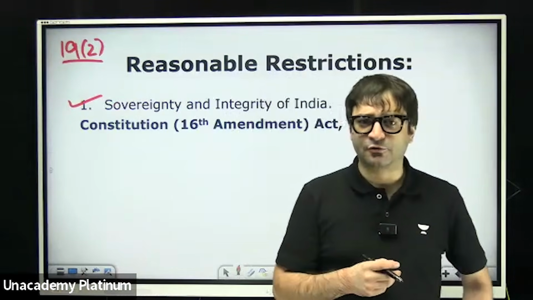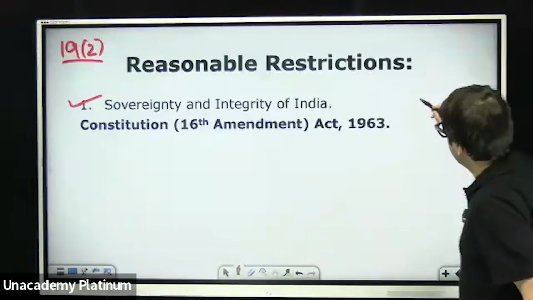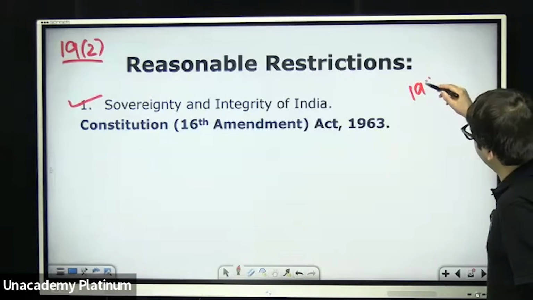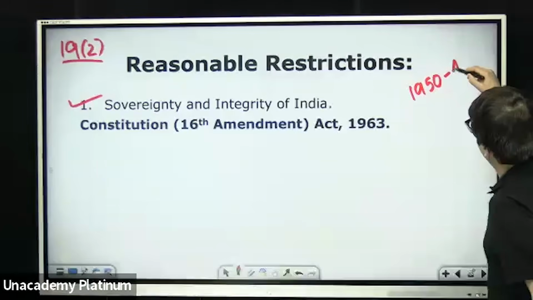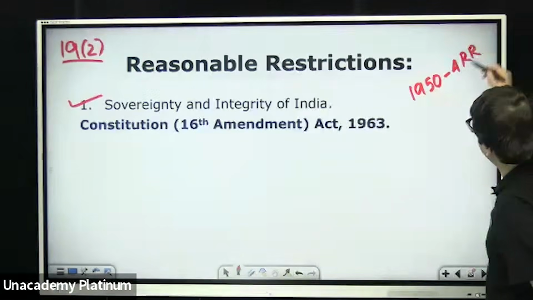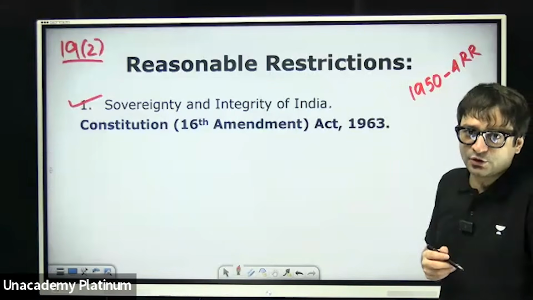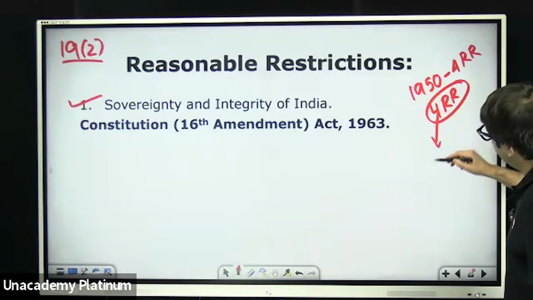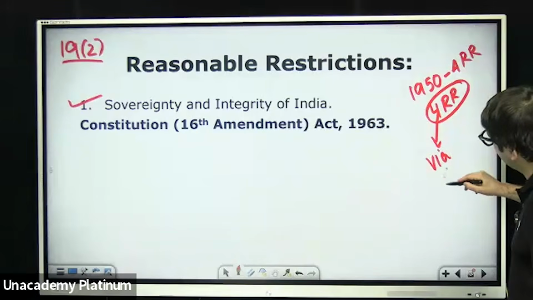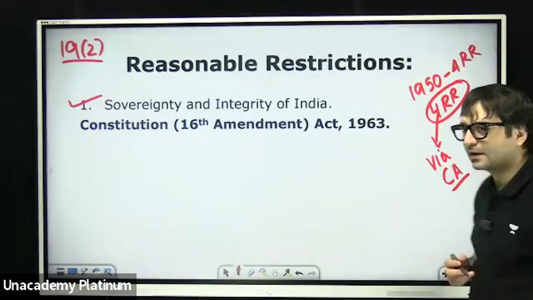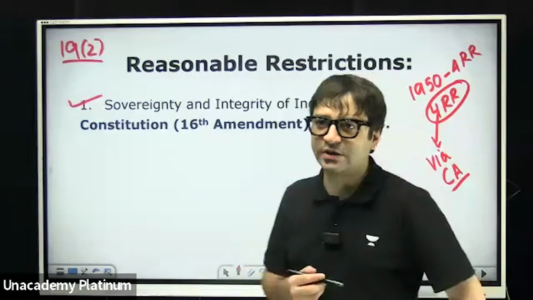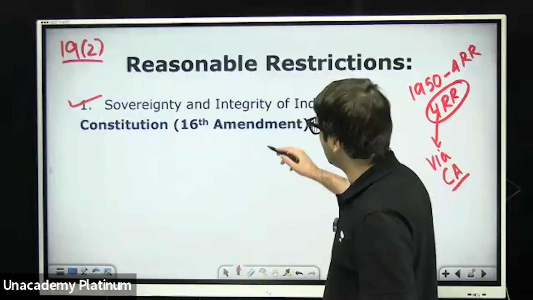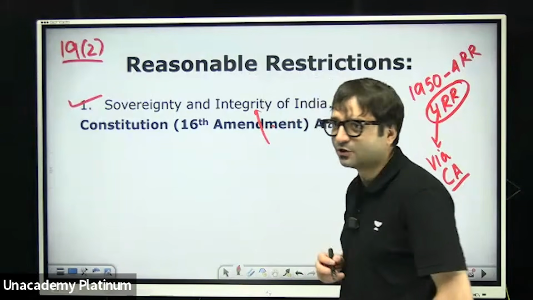Initially, and this may be relevant for your prelims examination, in 1950 there were 4 reasonable restrictions. Now in 2025, there are 8 reasonable restrictions. So 4 reasonable restrictions got added through constitutional amendment. And the first reasonable restriction is in the interests of sovereignty and integrity of India.